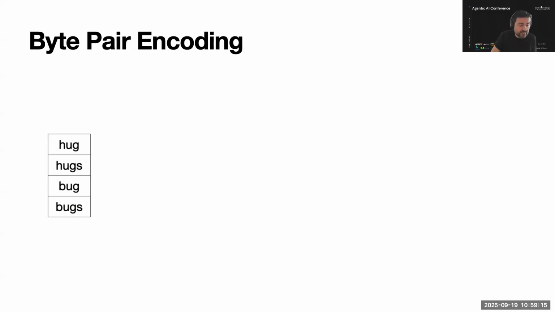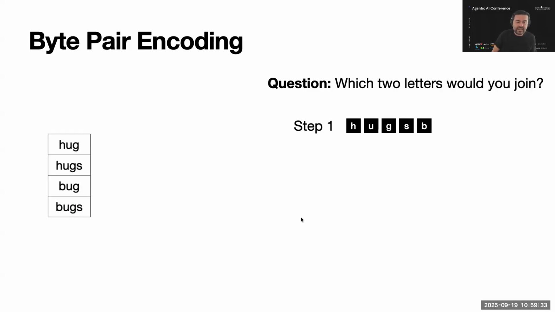This is a very old method of tokenizing called byte pair encoding, and it's basically joining letters when they appear too often. That's pretty much it. For example, hug, hugs, bug, and bugs. This is my entire dictionary of words. And I have 5 letters, H, U, G, S, and B. Question for you. If you had to join 2 of these letters into one unit to make things more efficient, which ones would you join?